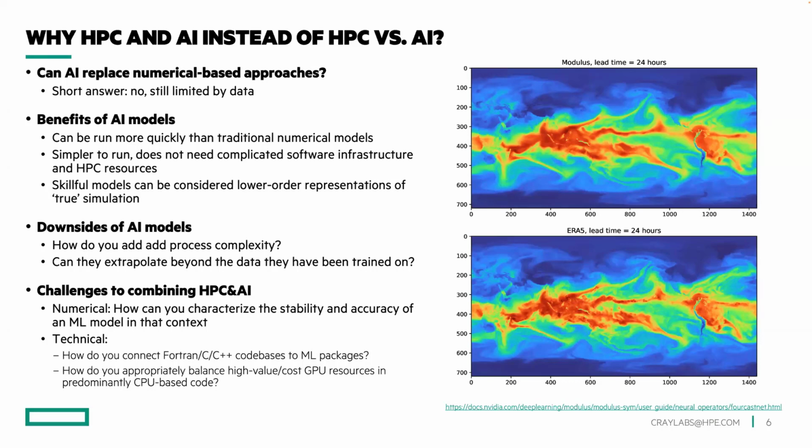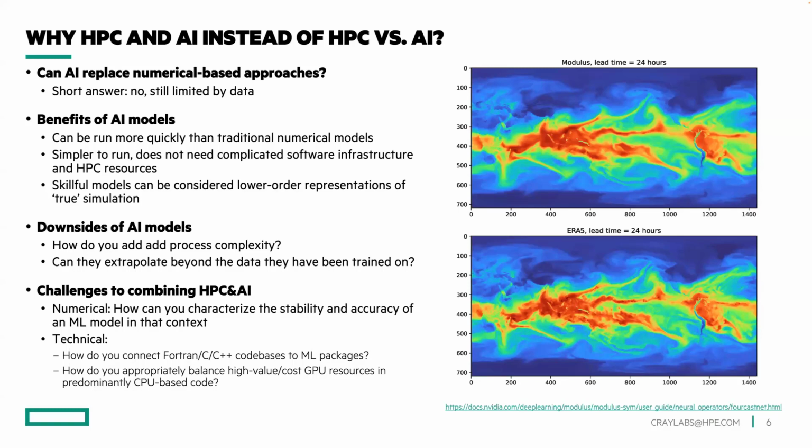If you think about AI models, in some cases they are lower order representations of the true simulation. What we mean, we see on the right-hand side of this slide. On top, we see an AI surrogate model computing numerical weather prediction or climate simulations. And on the bottom, you see the ground truth computed with a very well-established numerical model.